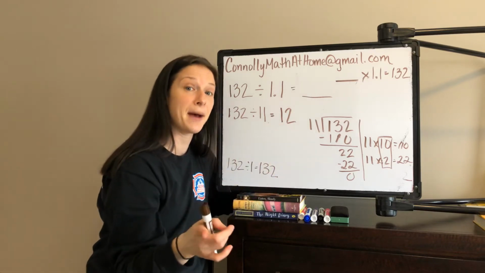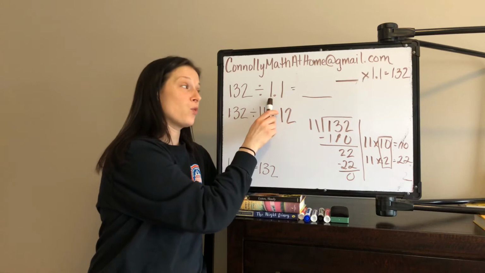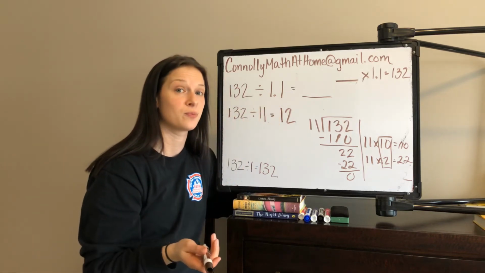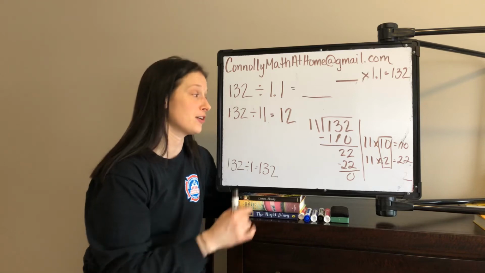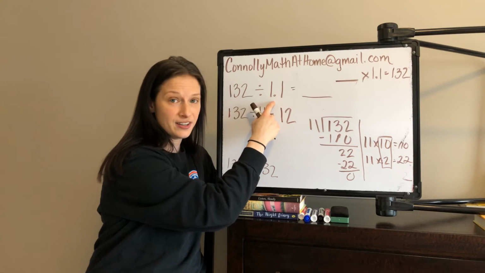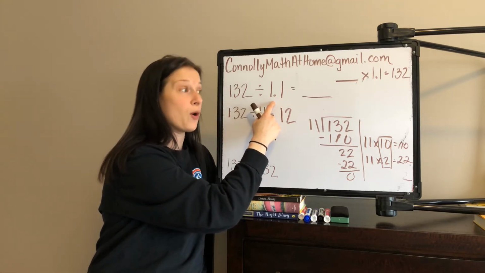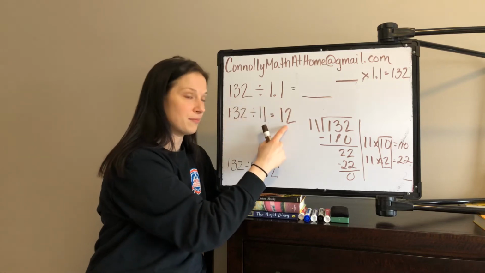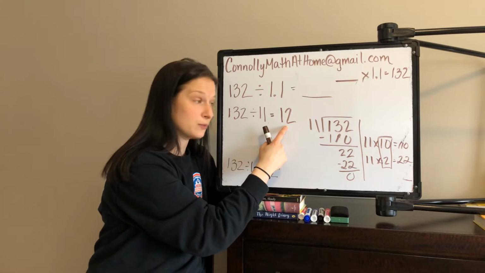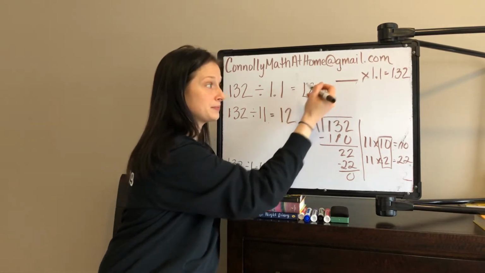But that's not what happened. What happened was we only ran 1 1/10 mile per day. So what happened with our divisor? From our whole number strategy to here, our divisor got 10 times smaller. So I know my quotient has to get 10 times larger. Okay, and 10 times larger is 120.